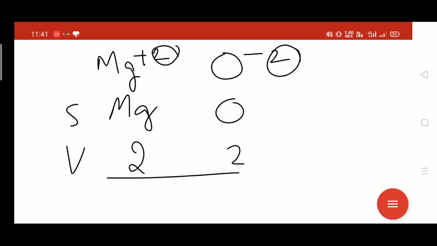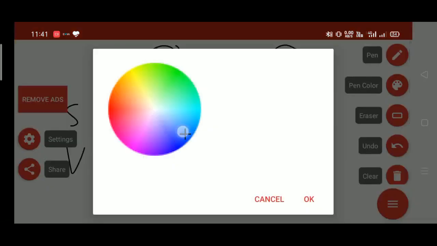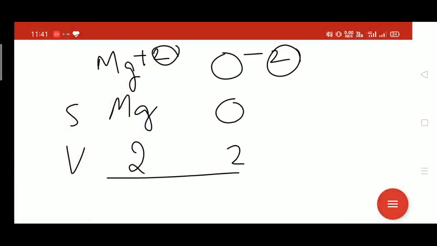Now, students, the next step is that we have to make sure that the valencies are in the simplest ratio. In this case, the valency of magnesium is 2 and oxide is again 2, and these two are not in the simplest ratio. The simplest ratio will be when we divide these two by 2. That means first of all we have to convert them into the simplest ratio, that will be 1:1. After converting them into the simplest ratio, now we have to write down the formula.